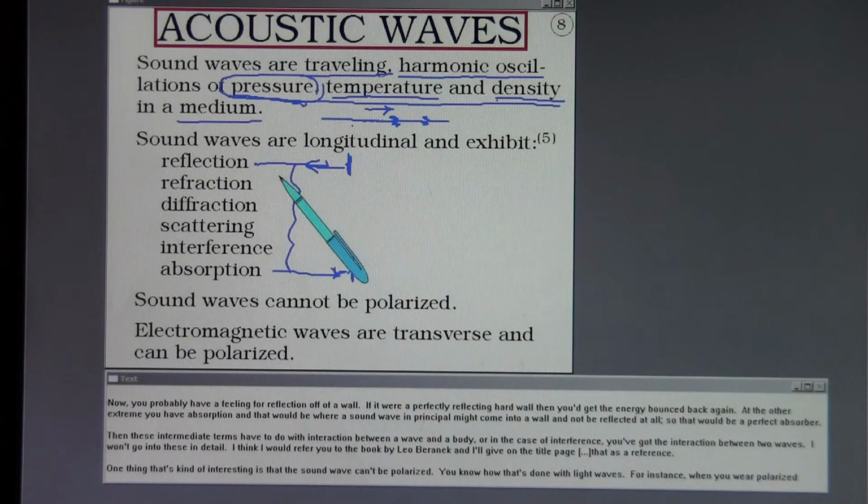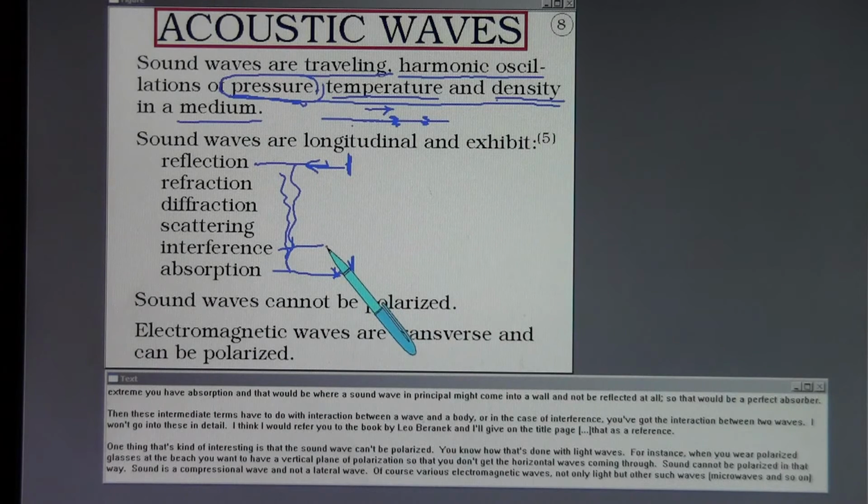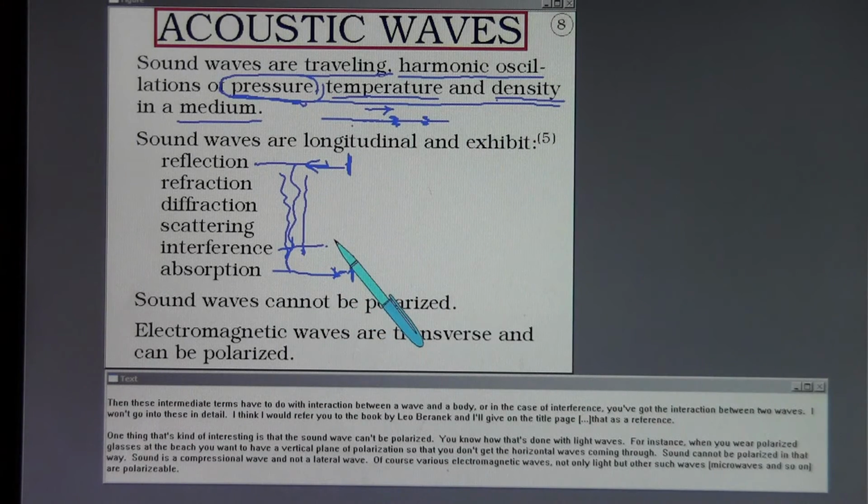Then these intermediate terms have to do with interaction between a wave and a body, or in the case of interference, the interaction between two waves. I won't go into these in detail. I would refer you to the book by Leo Beranek, and I'll give that as a reference on the title page.